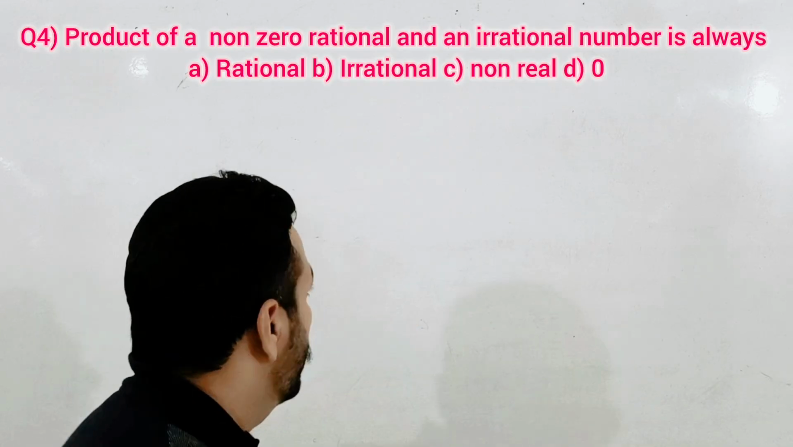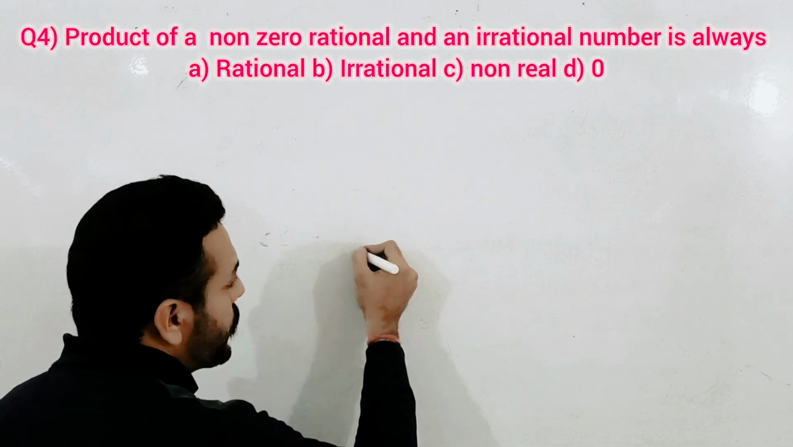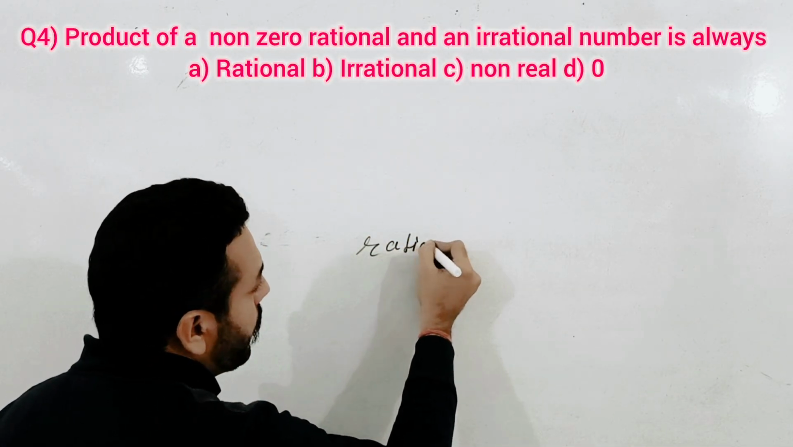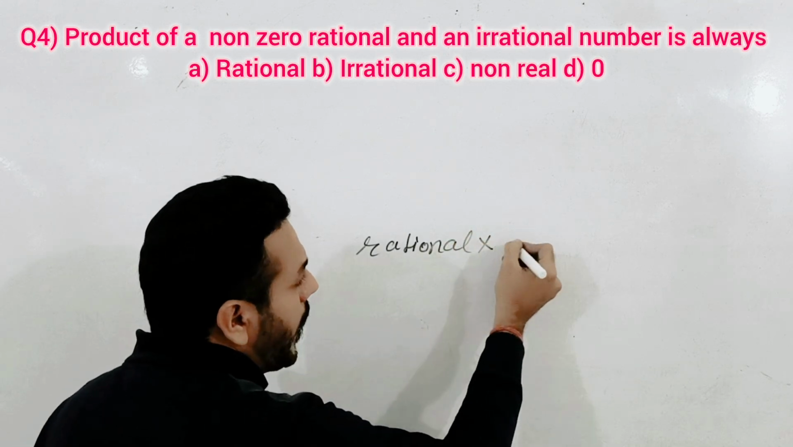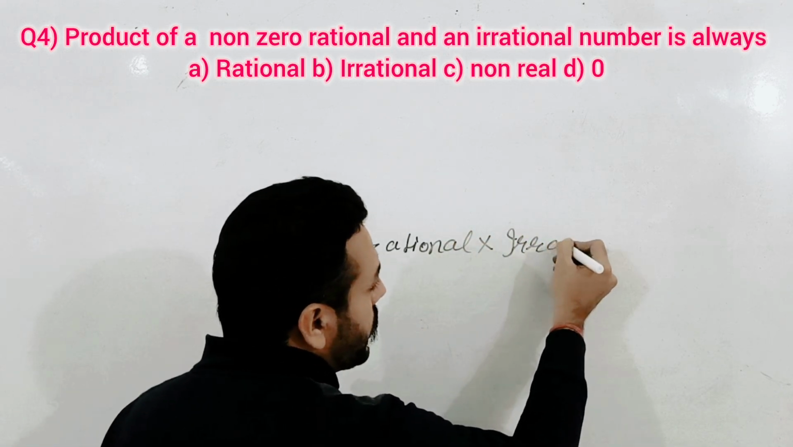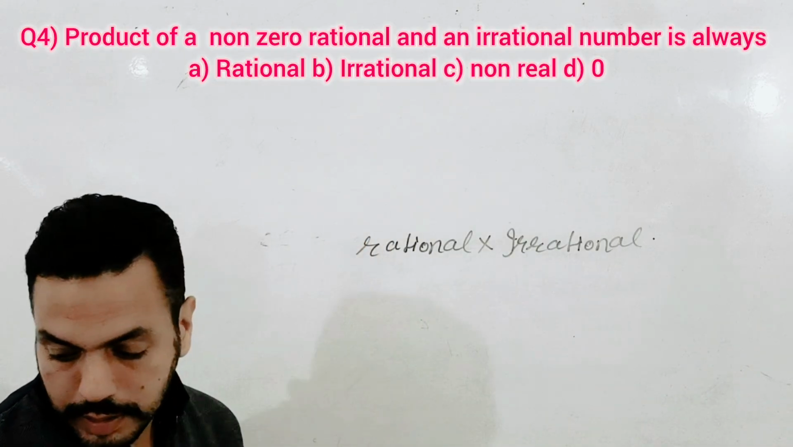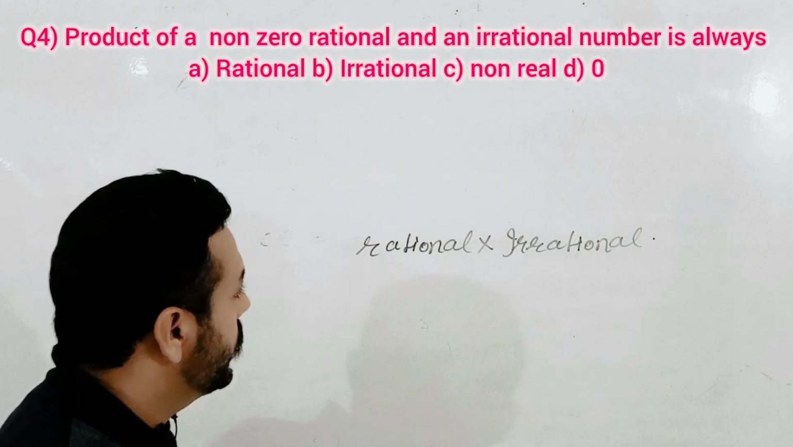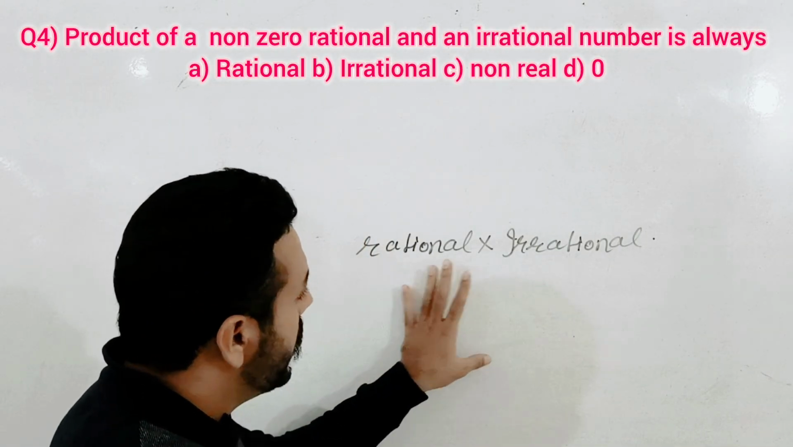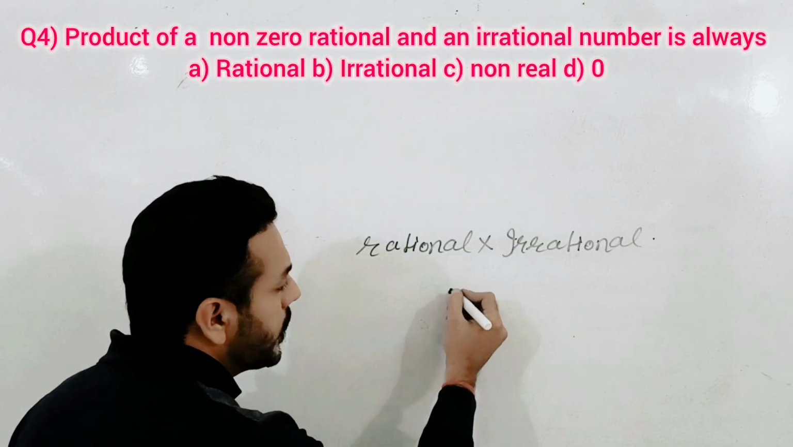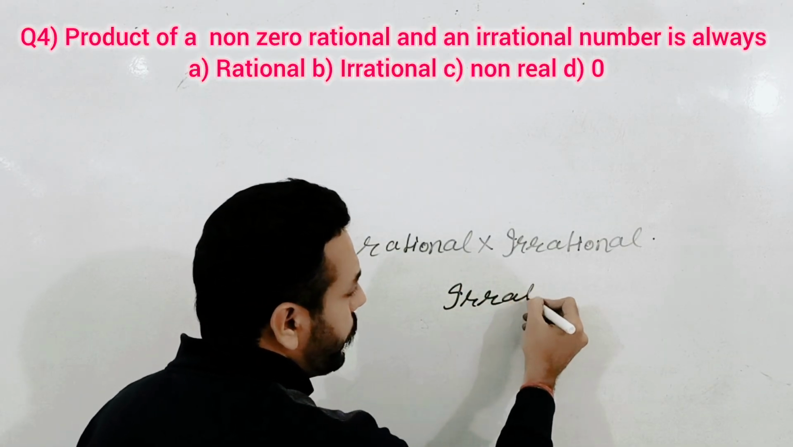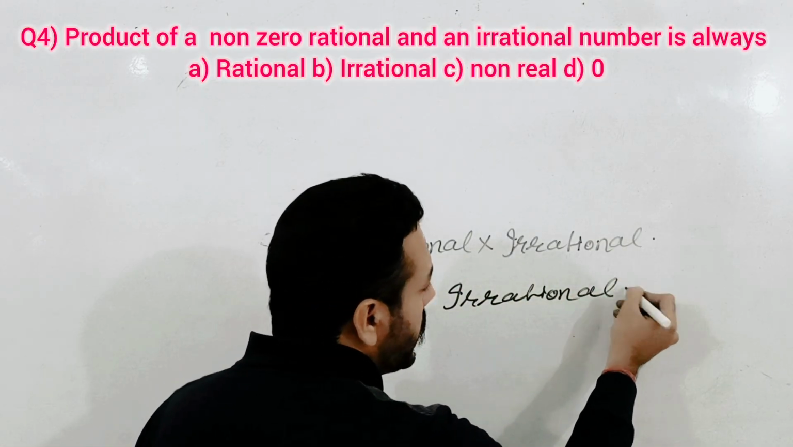It is about the product of a rational and an irrational number. What about its product? Here we know that the product of a rational and an irrational number is always irrational.